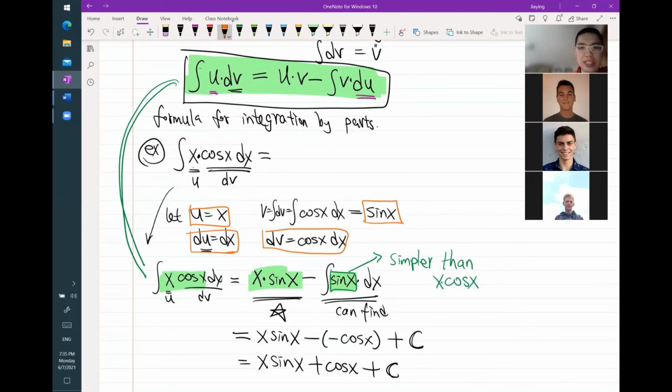Right, so the next part is I take those pieces and put them into the formula, which says the integral of u dv is equal to u times v. So this part is u, and then this part is v. So sine x is the v part from integrating dv, and then minus the integral of v, so this is a v, and then du, this is a du. That's how I get x times sine x, because the formula says we're going to have a u times v term.